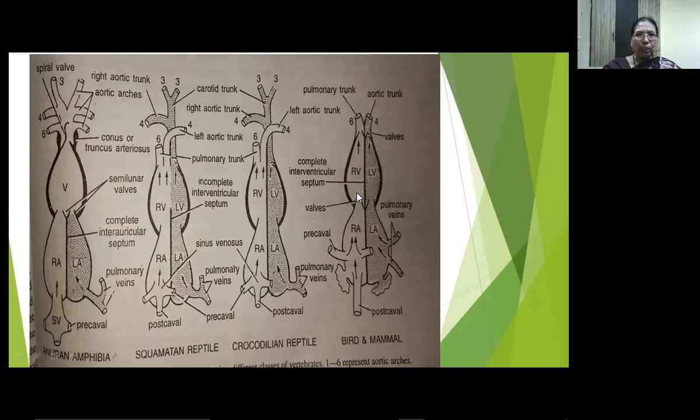The right auricle then opens into the right ventricle. There is a valve called the tricuspid valve, and the right ventricle opens into the pulmonary trunk, which leads to the lungs. Then the left auricle receives pure blood from the lungs, which is carried towards the left ventricle, and from the left ventricle it is carried to the aortic trunk, which supplies all body parts. So this is the comparison of reptile, bird and mammal hearts.